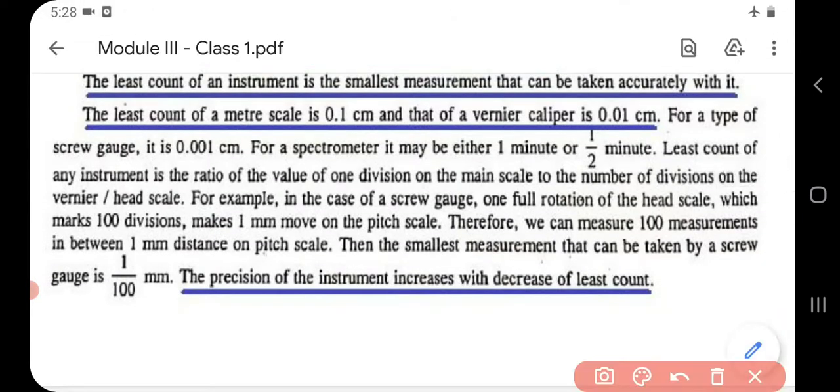You know how a meter scale will look. It will be numbered as 1, 2, 3, 4, 5 like that, and in between there will be 10 divisions. So each division will be the difference between the main scale divisions, divided by the number of divisions in between, that is 10. So 0.1 centimeter will be the least count of the meter scale, or 0.1 centimeter will be the least measurement that you can measure using the meter scale.